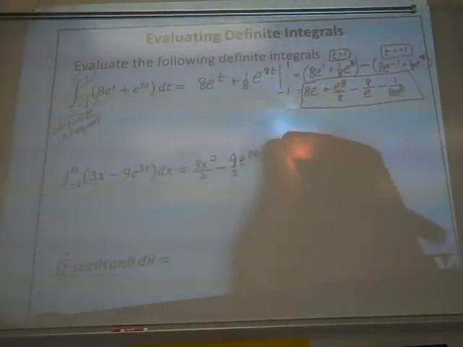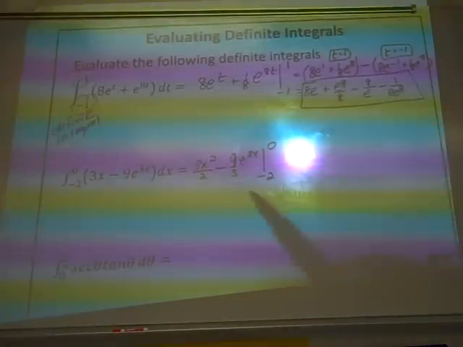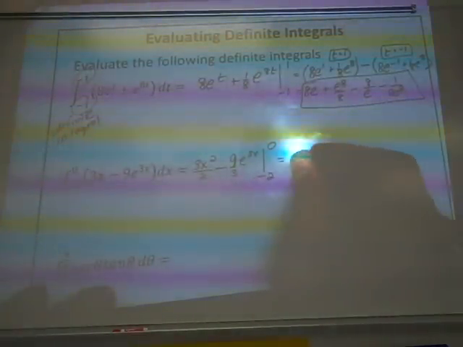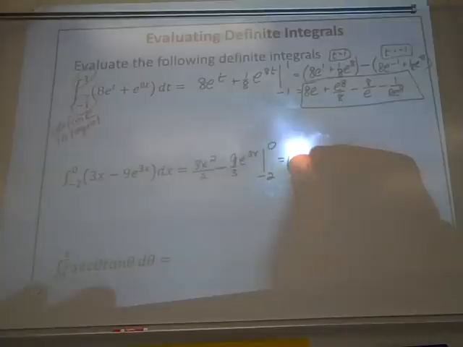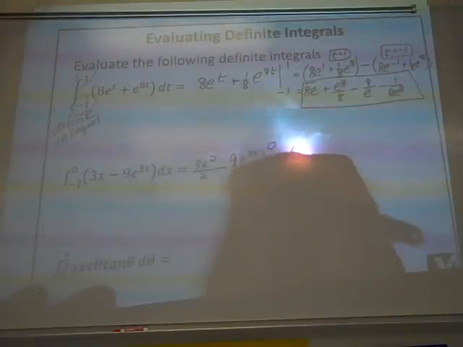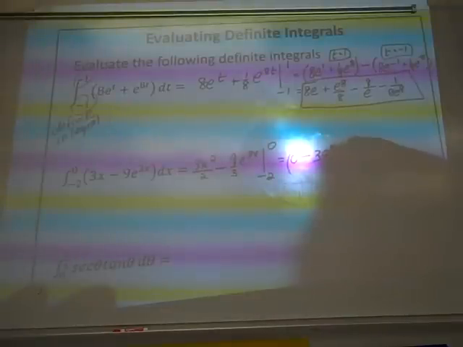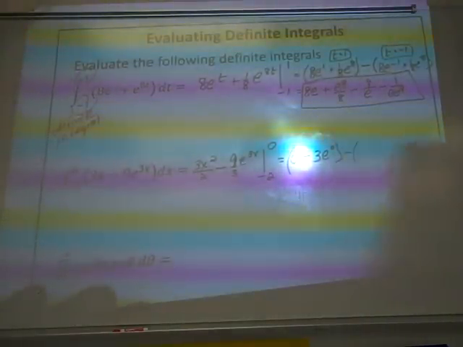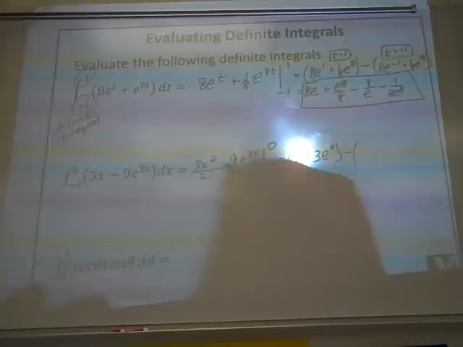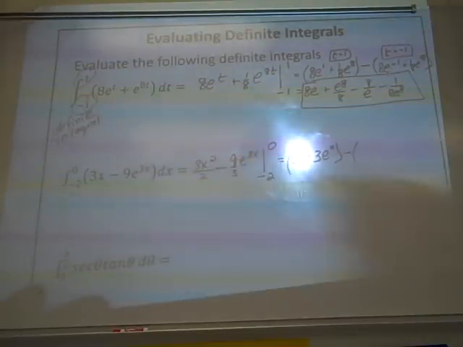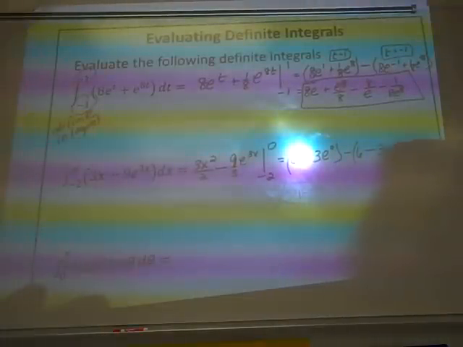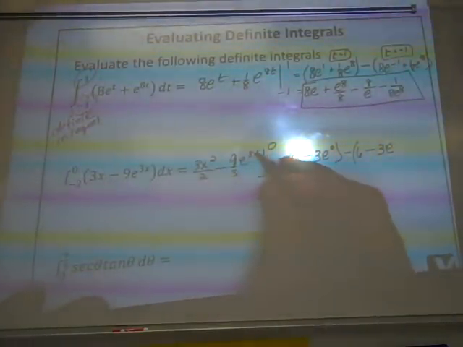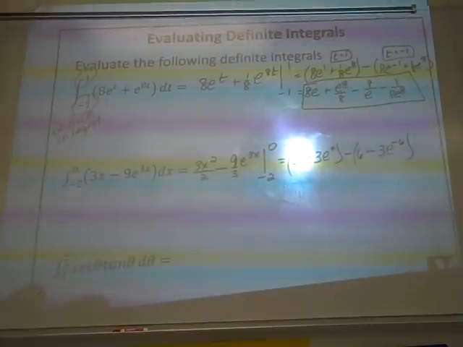You then evaluate your indefinite integral between -2 and 0. That means we're going to, again, plug in the 0 first. 3 times 0 squared is 0, divided by 2 is 0, minus 9 over 3 is 3e to the 0 power, minus, now we plug in -2. -2 squared is 4 times 3, I get 12, divided by 2, 6, minus, I already said 9 divided by 3 is 3. Now we have e to the 3x power. If x is -2, we're going to get that.